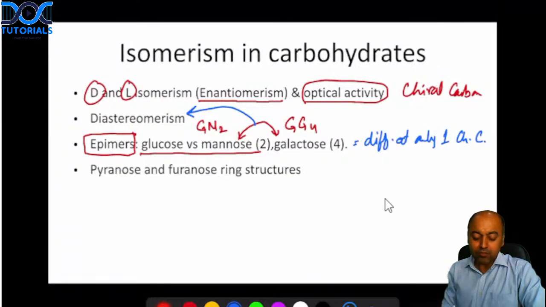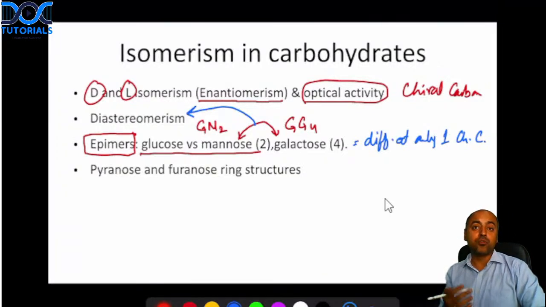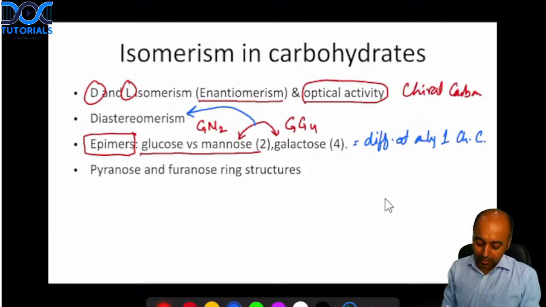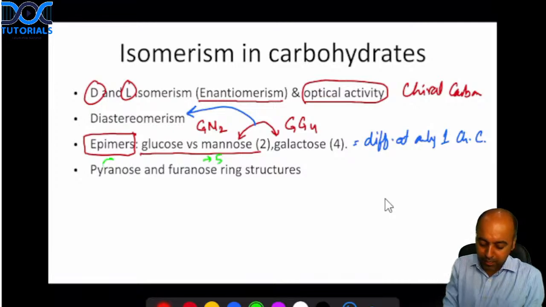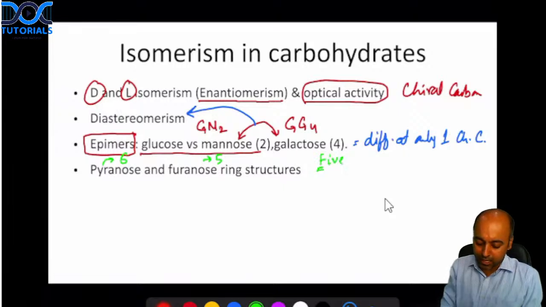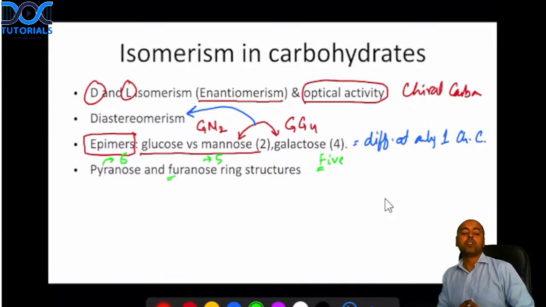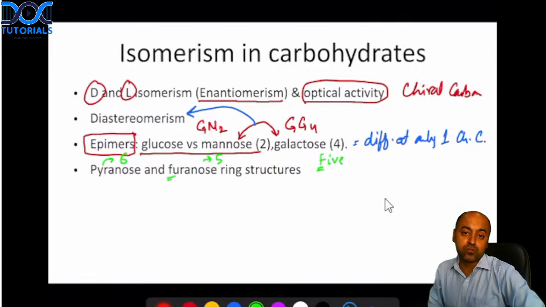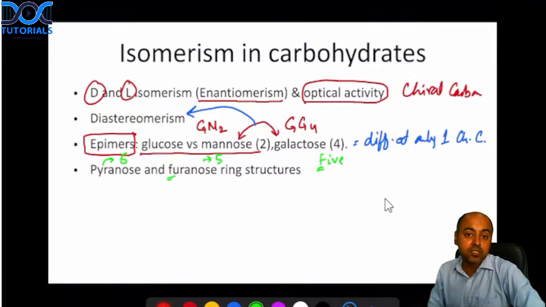Then we have the ring structures based on the differences. We have the pyranose and the furanose form. The furanose will have 5 members in the ring. Pyranose will have 6 members in the ring. How do you remember this? F for 5, F for furanose. So furanose will be the 5-membered ring. The pyranose will be the 6-membered ring.